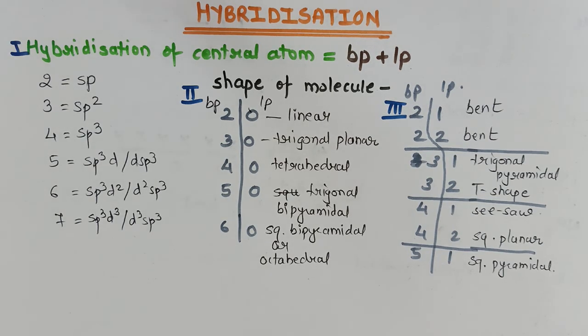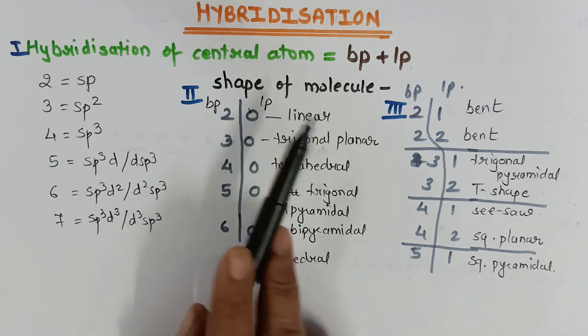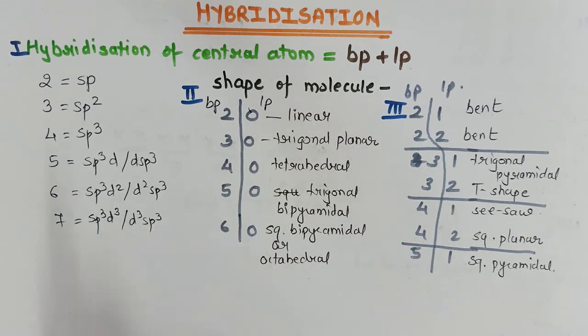So this is how, using tables number 1, 2 and 3, you can easily predict the hybridization state of a given element in a given molecule, as well as easily predict the shape of a molecule, whether it contains lone pairs or is without lone pairs. That's all for the day.